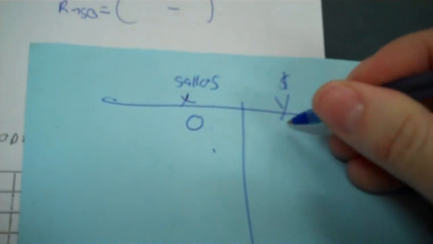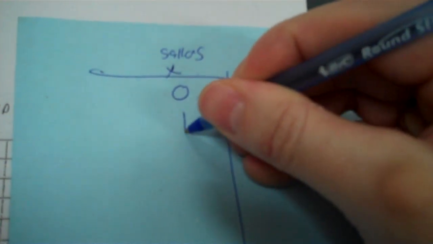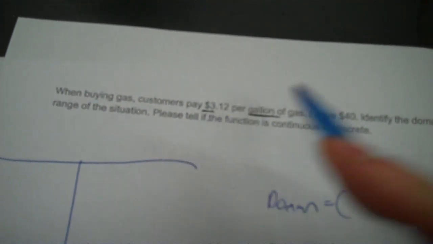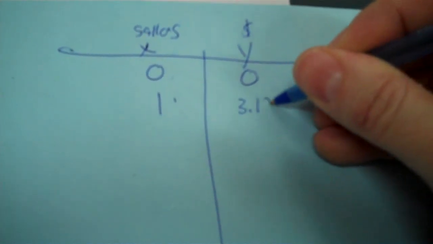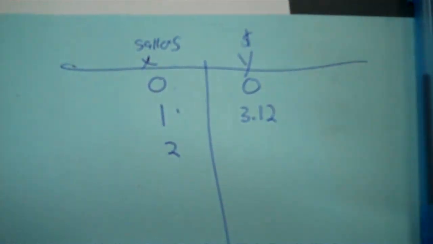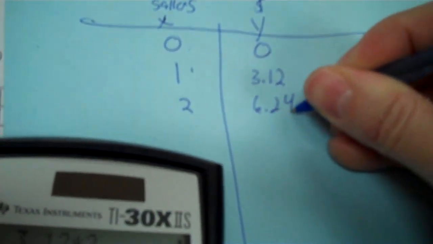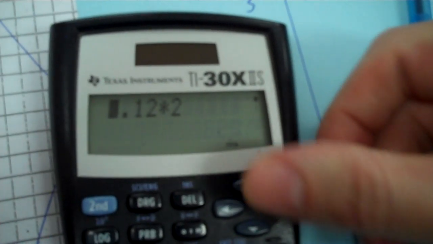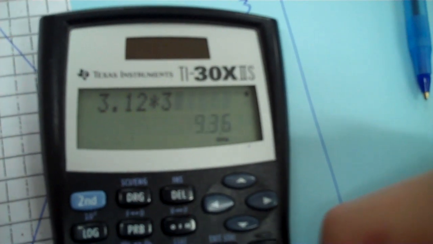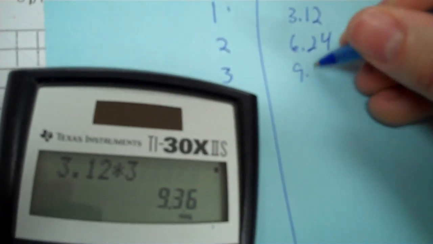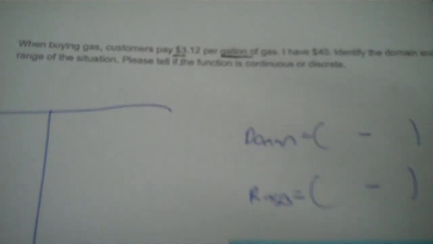So if you buy 0 gallons, you don't have to pay any money. If you buy 1 gallon, you have to pay $3.12. If you buy 2 gallons, that's going to be 3.12 times 2. Okay, leave that on your calculator, 6.24. For 3, I just click up and replace 2 with 3. 9.36. Now, what's my limit? My limit's $40, so I put 40 down here. So this dollars cannot go over 40.